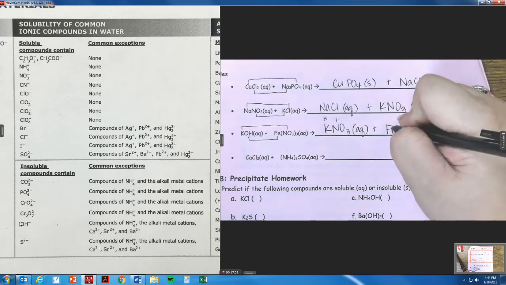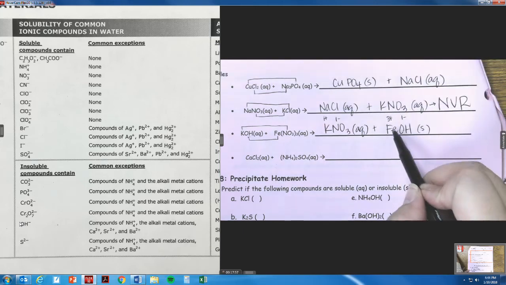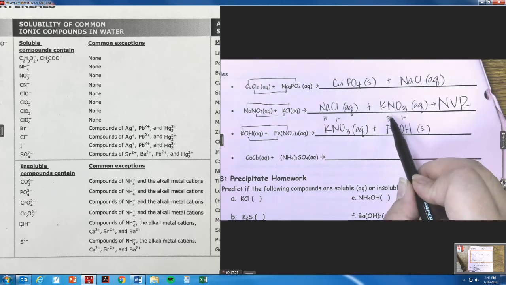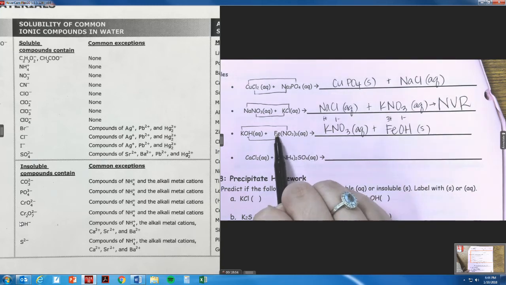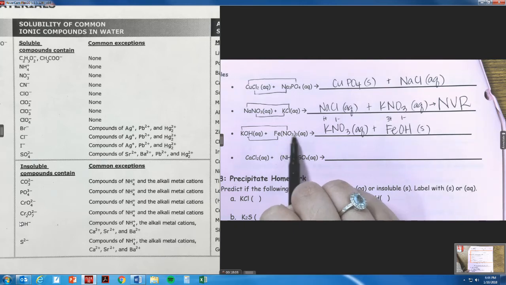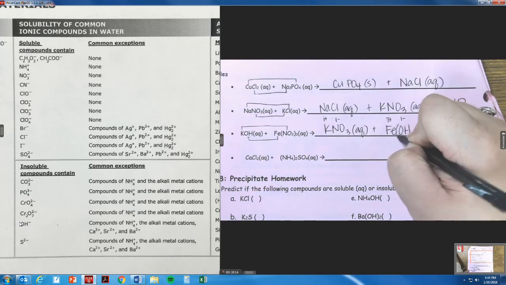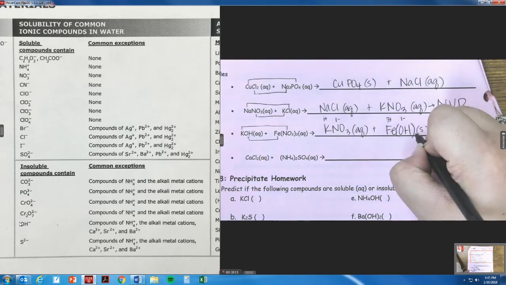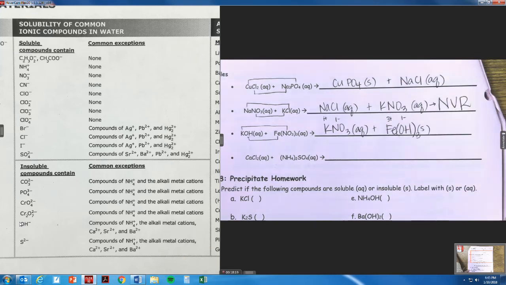For this one, iron is a positive 3 and hydroxide is a negative 1. Well, how do you know that iron is a positive 3? Well, remember, our subscripts tell us what our charge is. So if nitrate has a subscript of 3, then that means iron's charge is a 3. So crisscross your charges, this should be Fe(OH) with a subscript of 3.